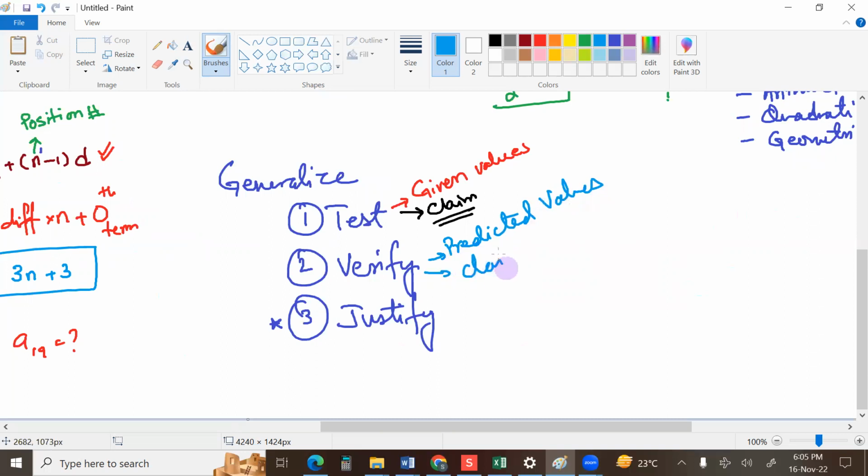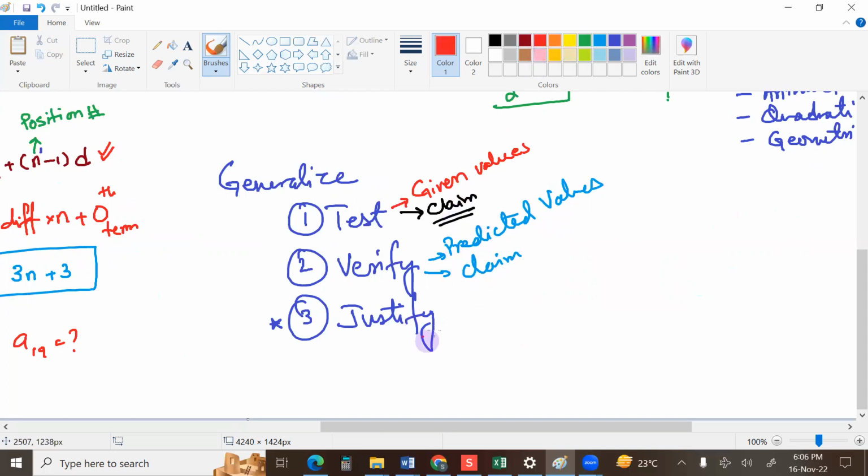And again, don't forget to put the claim. Claim can be in any form. You can simply state that it gives the same values as in the table, or the same values as predicted. In any form, you have to put up some sort of a claim here.